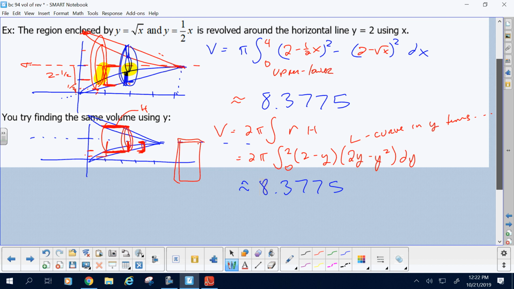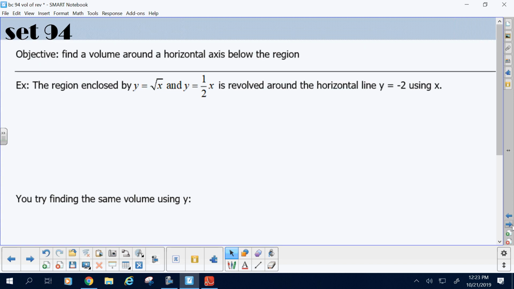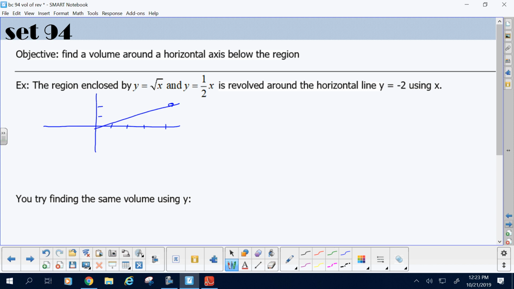Okay. So these are volumes around a horizontal axis of revolution. Now let's try a volume around an axis below the region, like y equals -2. All right. So same region. Give yourself room below the graph because you're going to go far below the axis. 2, 4. Get that same kind of banana shape. Then locate the horizontal line, y equals -2.